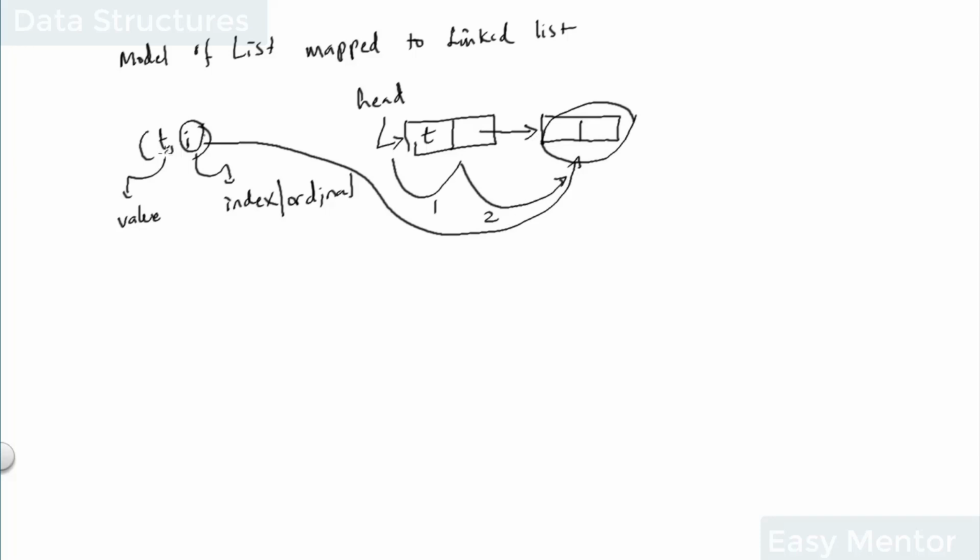So the value of the element of the abstract data type's model maps to the value of the node of a linked list, and the ordinal of the element of the abstract data type can be thought of as being equivalent to the distance of the node from the head of the linked list. So the first node that's connected to the head has an index of 1. The second node, which is connected to the first node, has an index of 2, and so on.